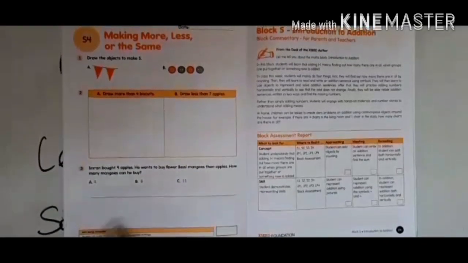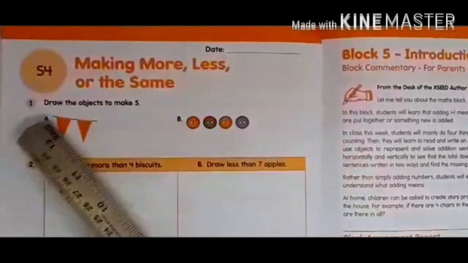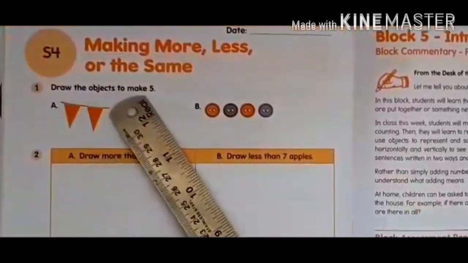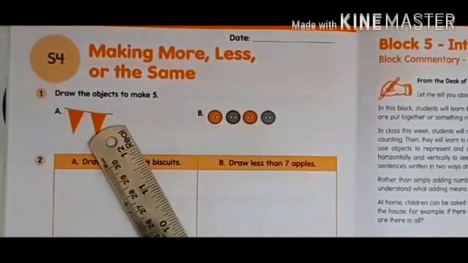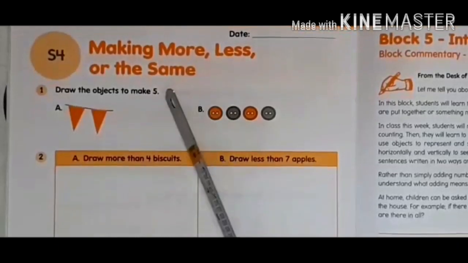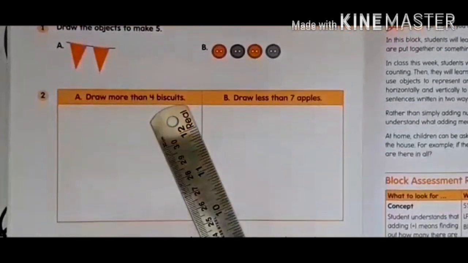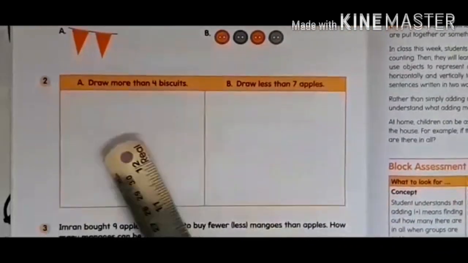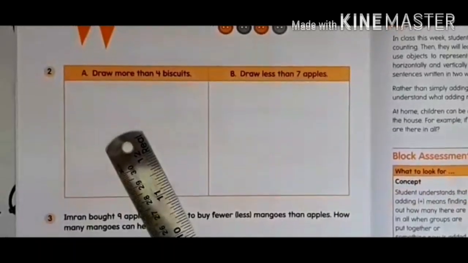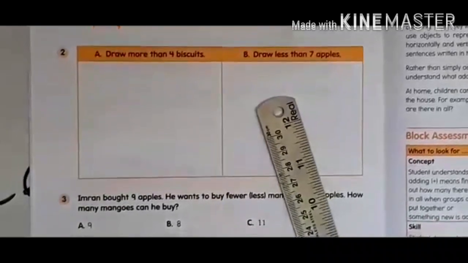Okay, children? Now let us go to the workbook part, page number 20. First write today's date and go to the first question. Draw the objects to make 5. Here already some objects are given, children. By drawing them or by cutting them, you have to make them 5. Okay. Next one is draw more than 4 biscuits. Here draw less than 7 apples. Here you have to draw more than 4 biscuits. Here you have to draw less than 7 apples.